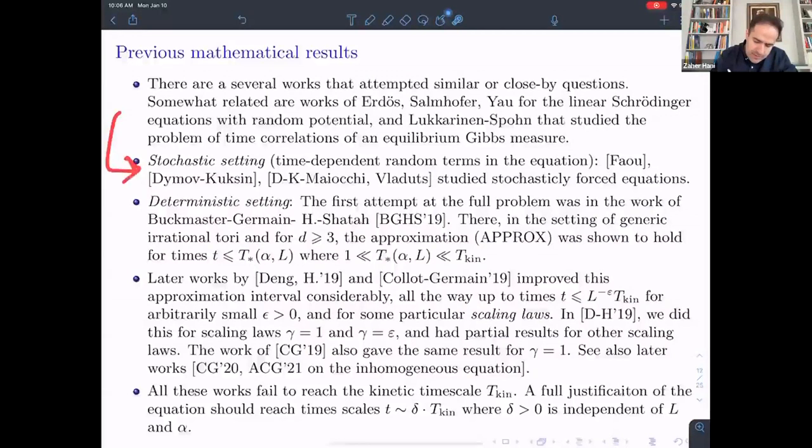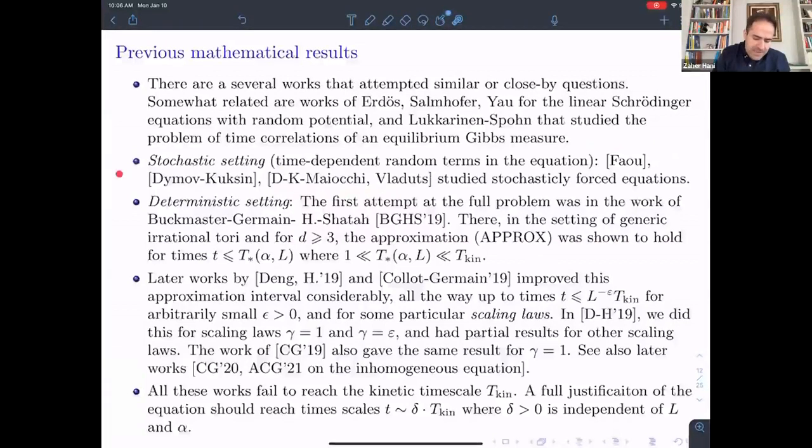Another set of works studied a stochastic setting of this problem. So instead of randomizing the initial data, you can add a time-dependent random force to the equation and try to derive a kinetic theory there. There are some partial results here, again, not full results, by Faou, Dymov-Kuksin, Nazarenko and Vladoiu, who studied those stochastically forced equations.